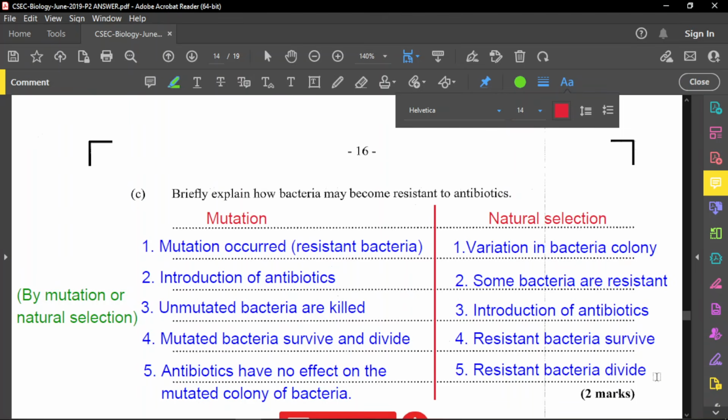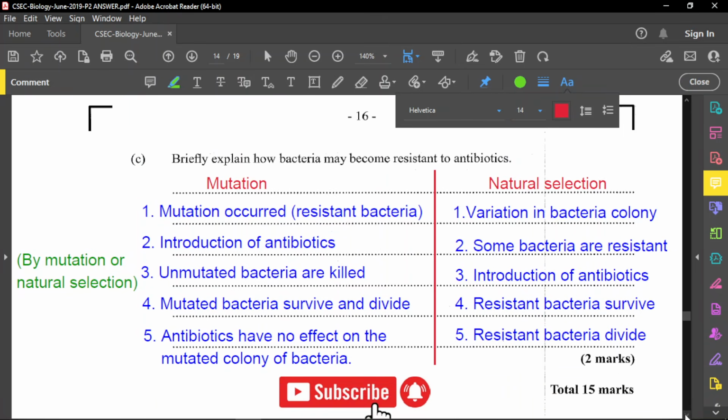And so just to run through this, we have here two ways: mutation or natural selection. There are two possible ways that this can happen. So just to make a note, it can either be by mutation or natural selection. Whichever one you choose to explain is also fine.